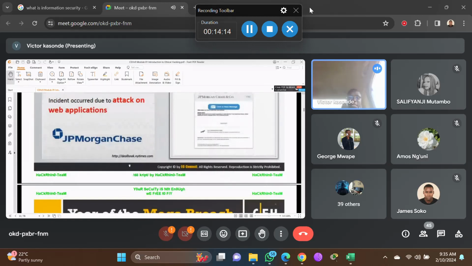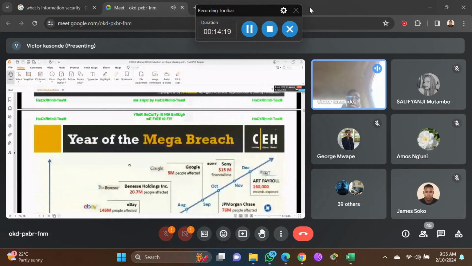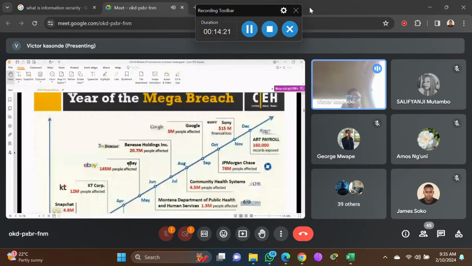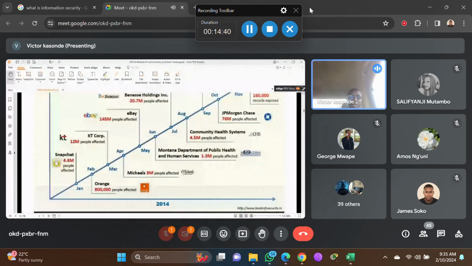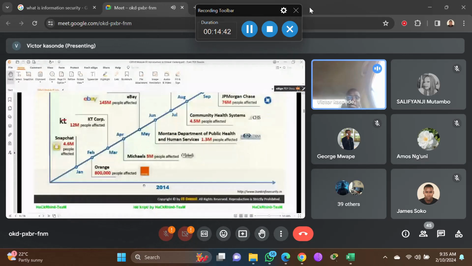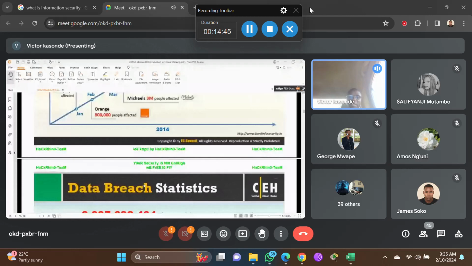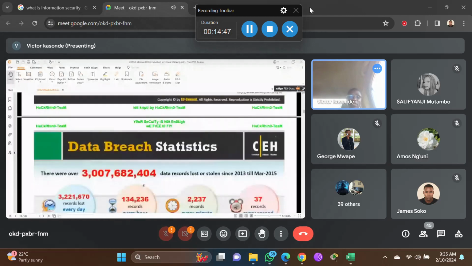So yeah, just giving statistics here. They are just giving statistics of what has happened. There we have financial losses. If you check, there is Sony. There we have Google, who lost 5 million people who were affected by these attacks. We have business holdings. So these are just explaining what has happened. This has happened already. It is not so important. It's just history since we are doing an introduction.